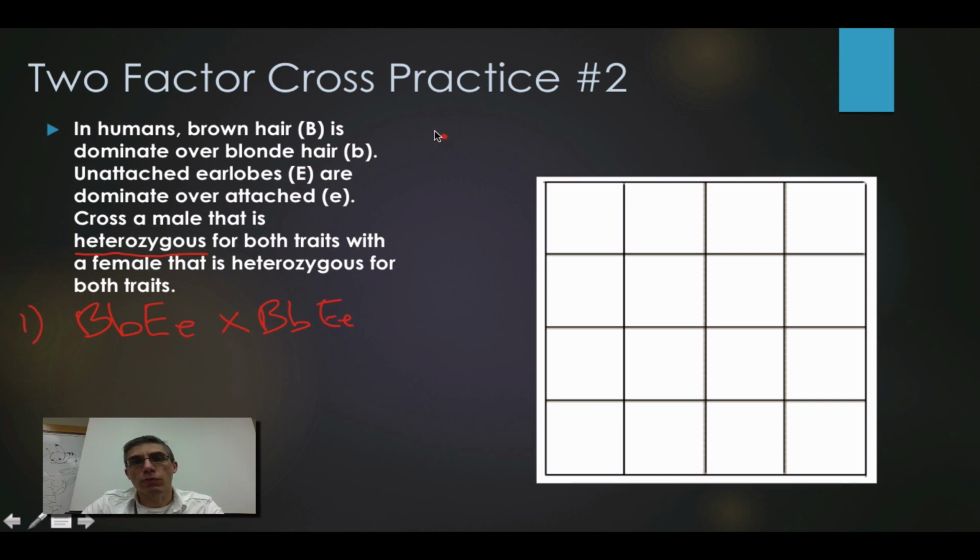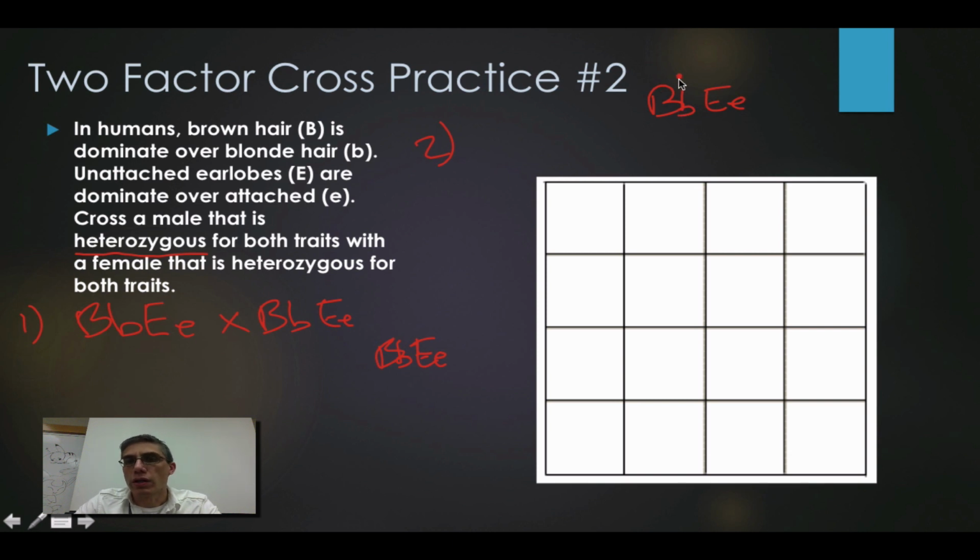Now the second step over here on the right is going to be to set up our Punnett square. I'm going to do the same exact thing I did before. I'm going to put my first parent right here, and I'm going to put my second parent down here. Now remember, these parents are going to produce a variety of gametes.